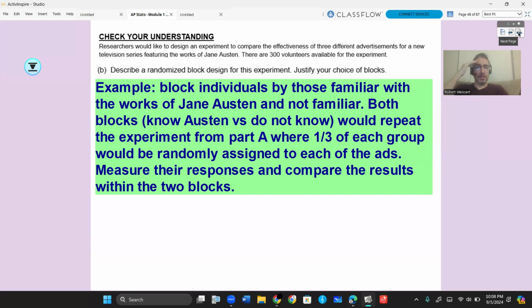You'll have 2 blocks in that case. Both blocks, whether they know or do not know Jane Austen, would repeat the experiment from part A, where a third of each group would be randomly assigned to each of the ads. Measure the responses, compare the results within the blocks. So that's a simple way to do it.